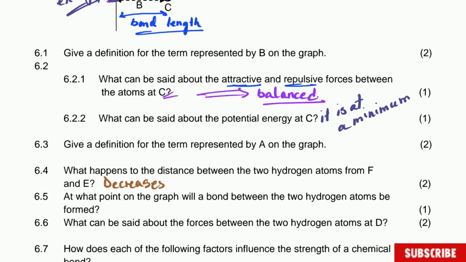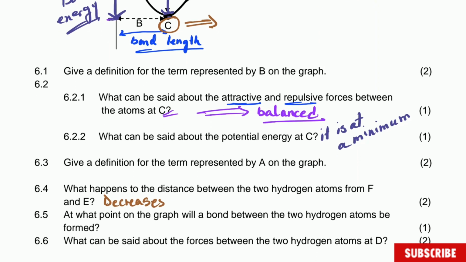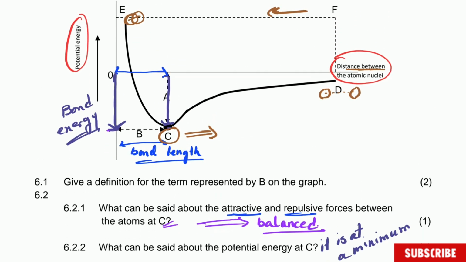Next question, at what point of the graph will a bond between the two hydrogen atoms be formed? Guys, that one will be at C. Here at C is where the bond forms. It is the only place where the bond is formed, so it's at C. You need to learn that at that point, always in the graph, the bond is formed. Why? Because the energy is at a minimum and because the forces are balanced. That is the only point when the bond is going to form.